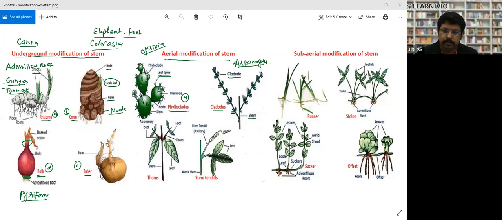Now the next point. So this is A, B. Now the C part is thorn. The next modification is thorn. There is a difference between spine and thorn. Thorns are larger and very hard because they are a modification of stem. Spines are smaller and thin, and weaker, because they are a modification of leaves.